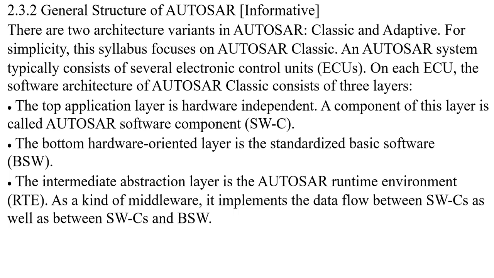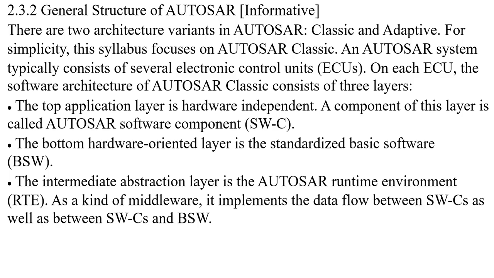3.2 General structure of AUTOSAR. There are two architecture variants in AUTOSAR, classic and adaptive. For simplicity, this syllabus focuses on AUTOSAR classic. An AUTOSAR system typically consists of several electronic control units, ECUs. On its ECU, the software architecture of AUTOSAR classic consists of three layers.